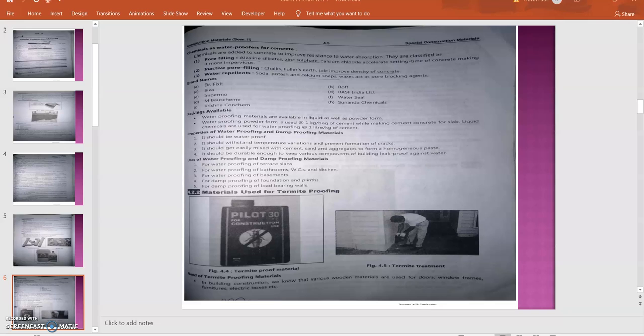Now we are going through some of the brand names which are famous in the market as chemical reagents or waterproofing reagents. First is Dr. Fixit. Then Prof, Sika, BASF India Limited, Impremo, Water Seal, Krishna Koshem, and Sunanda Chemicals. So these are some of the famous brand names. Generally, we follow Dr. Fixit or Sika.